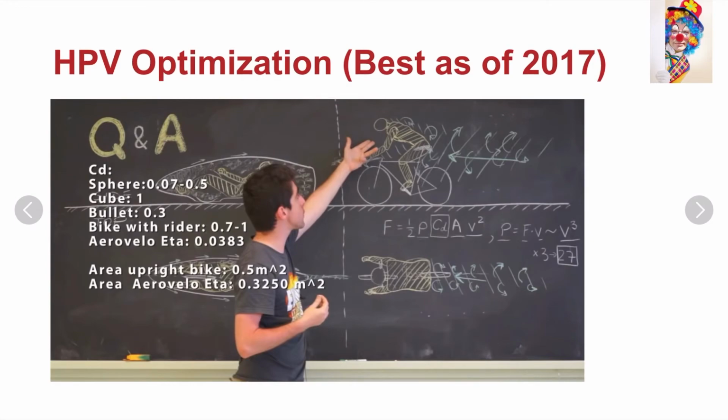So here is a snapshot from their videos. Here they are talking about the parameters of this vehicle. For this Aerovelo Eta, we have a drag coefficient of less than 400. So you can see such things are not really future stuff. It can be realized. And the area is very, very small, even smaller than half a square meter. It's 0.325 square meters.